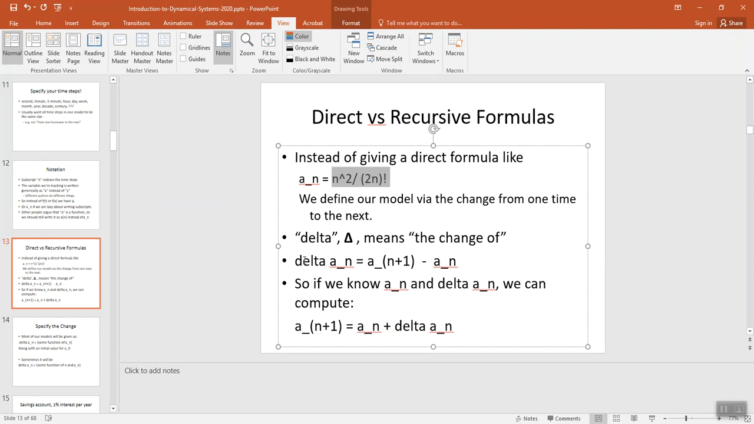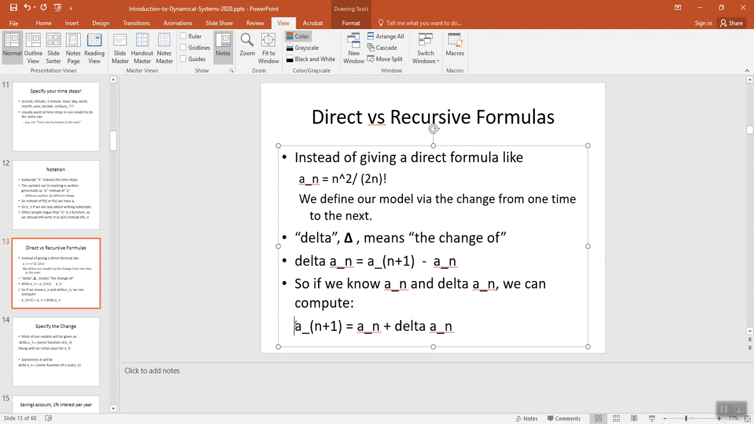We're going to be looking at the change from one time value to the next, which we'll call delta. This is an uppercase delta, and I've just gotten lazy and written it with a lowercase here, but really it should be uppercase. So the change from one time step to the next, we'll call delta a sub n. If I don't know a sub n plus 1 yet, but I know a sub n, I can just solve this formula for a sub n plus 1. It's really simple algebra, right? Just add this to both sides and switch the order.